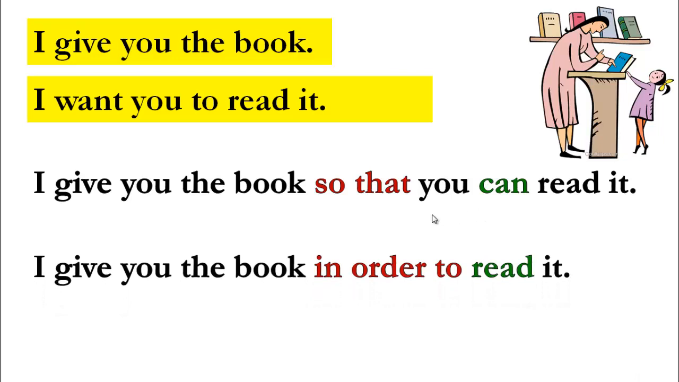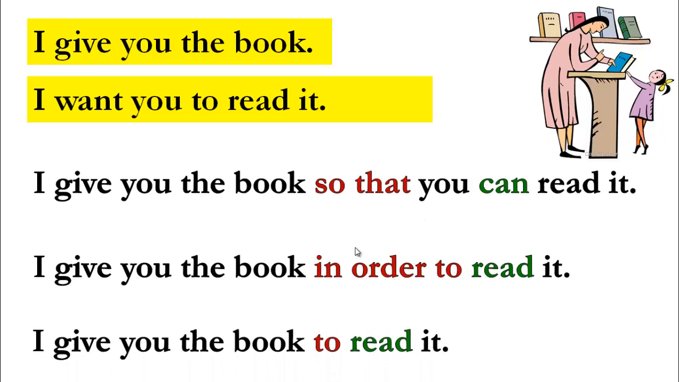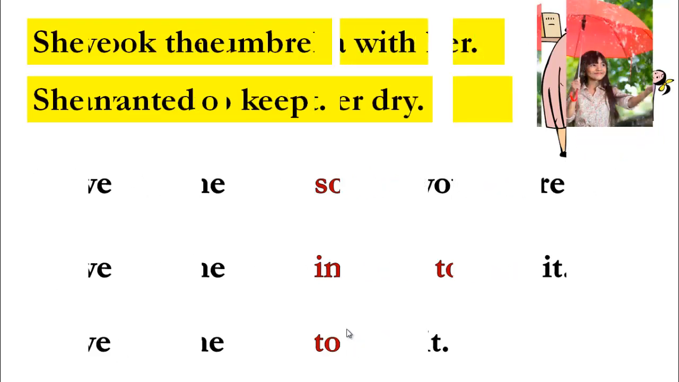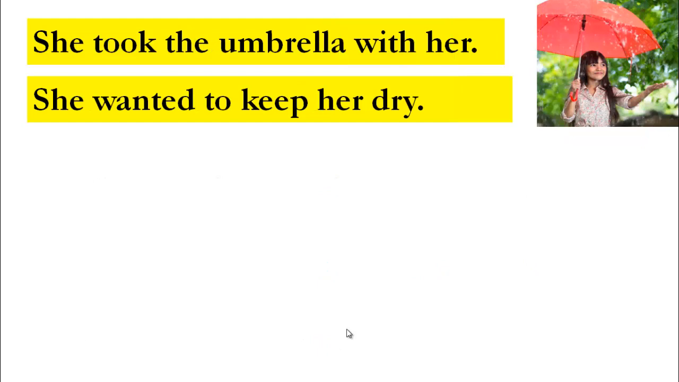The same here. I give you the book in order to read it, directly. If you are going to use to, the same as in order to, like this one: I give you the book to read it. So instead of in order to, to. Here we do not have a subject and we do not have a modal verb. Let's move to another example.